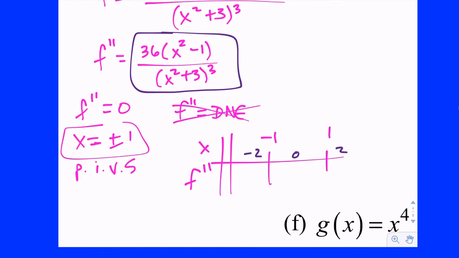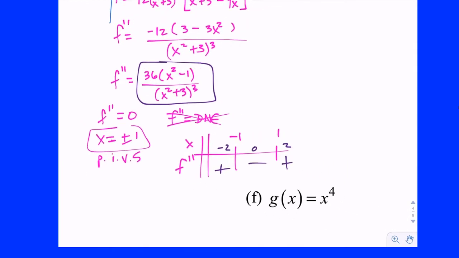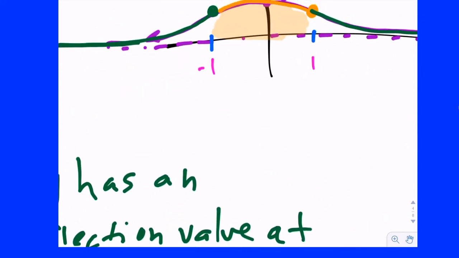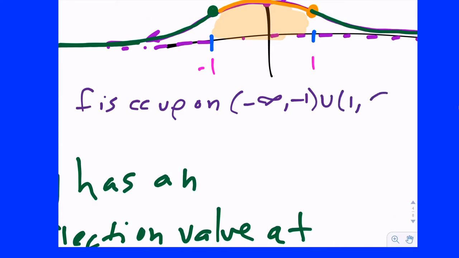Which, if you just imagine a parabola opening up, you know it goes from positive to negative to positive. You got it. Or you could just finish the chart out since you started it. Negative 2 squared is 4 minus 1 is positive. Plug in a 0, you get a negative. Plug in a 2, and you get positive 3. So again, you get no credit for the chart, but it does help you organize your information. So as we were expecting, using a chart or the graph, F is CC up on the interval from negative infinity to negative 1, union 1 to infinity. F is CC down like a frown between negative 1 and 1.